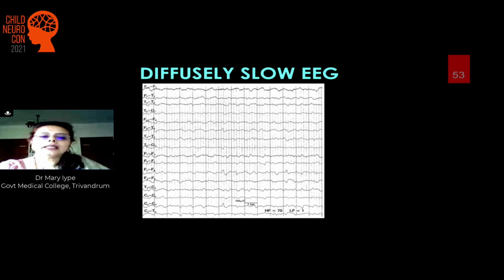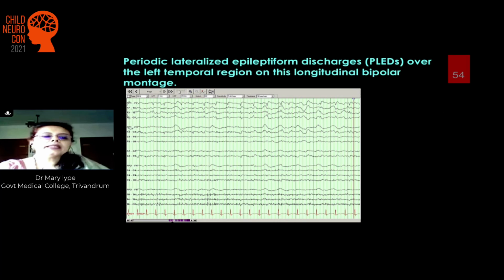This is another EEG. All the 8 leads on the top are the left side, and the leads on the bottom are the right. You find these lateralized epileptiform discharges only on the left side. These are the periodic lateralized epileptiform discharges.